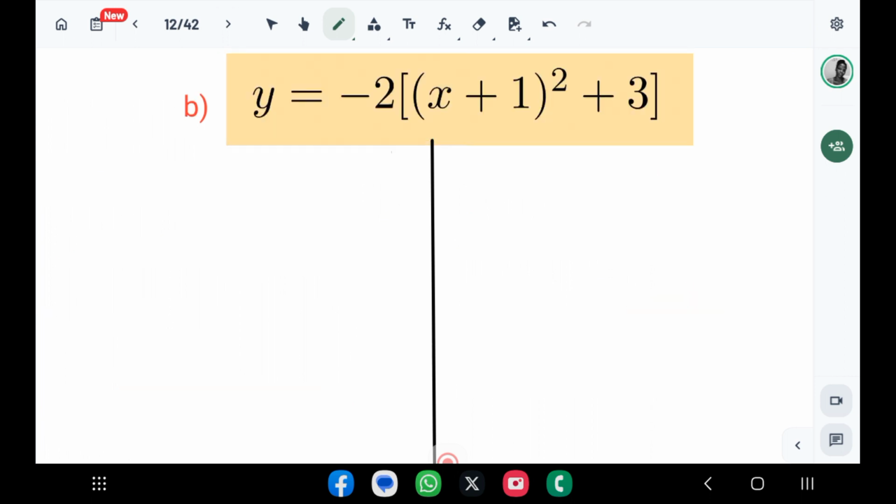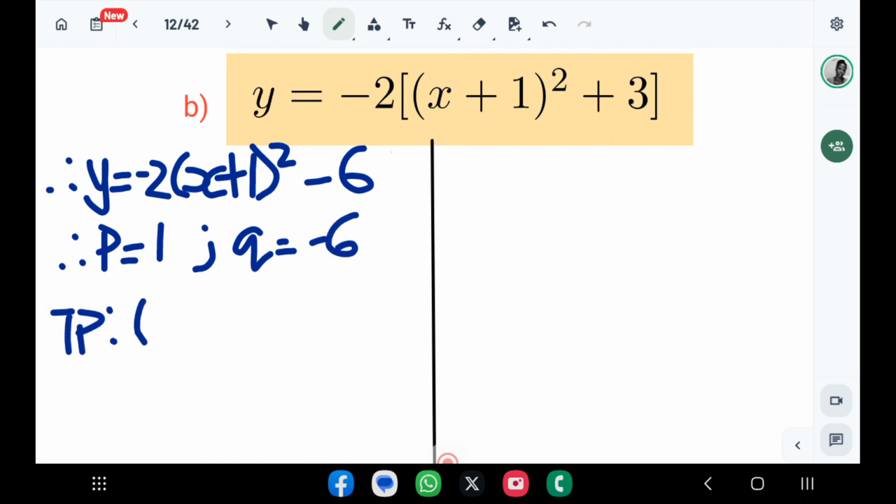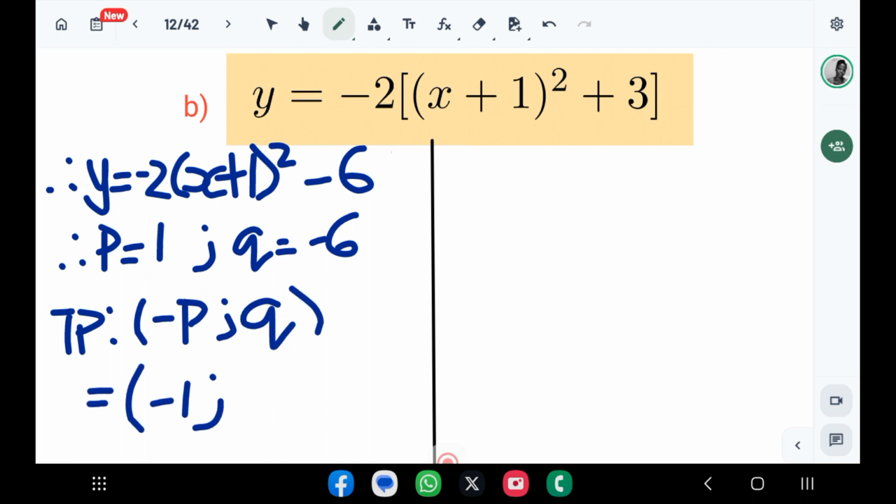Now the other standard format makes life so much easier. Notice that you've got your minus 2 multiplied by each and every term inside the bracket, so you must make sure that you multiply that out. Minus 2 in bracket (x plus 1) all squared minus 6. Now your p equals 1 and your q equals negative 6. And the turning point has the coordinates (minus p, q), which in this case is (minus 1, negative 6). That's all you need to do.